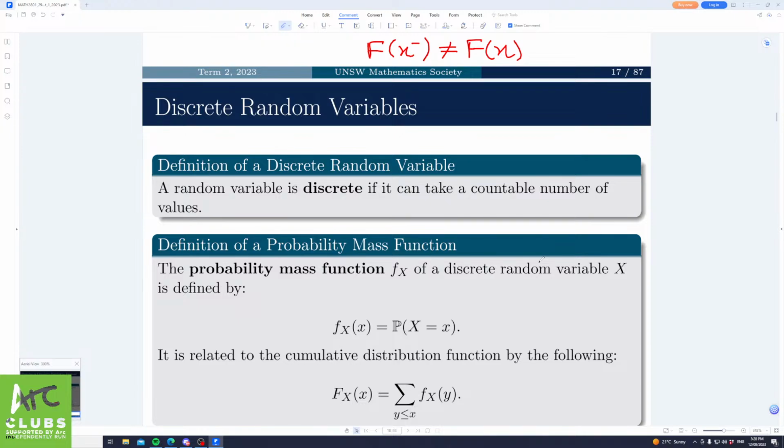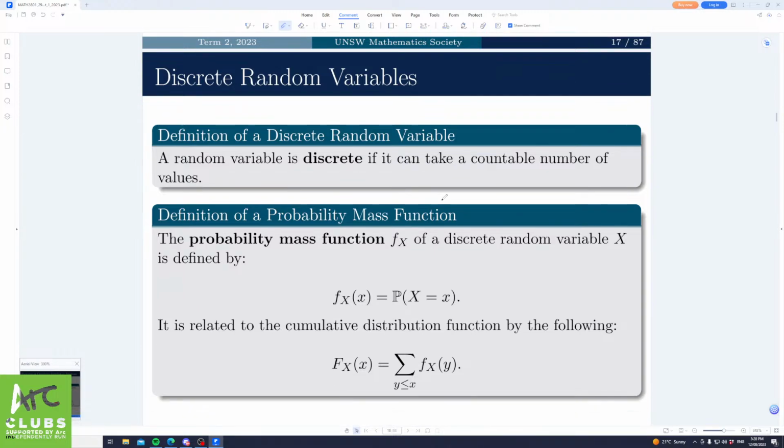Onto the types of random variables. So we have two types: discrete and continuous. A random variable is discrete if it can take a countable number of values. Obviously something like rolling a die is going to be discrete because there are 6 different values.